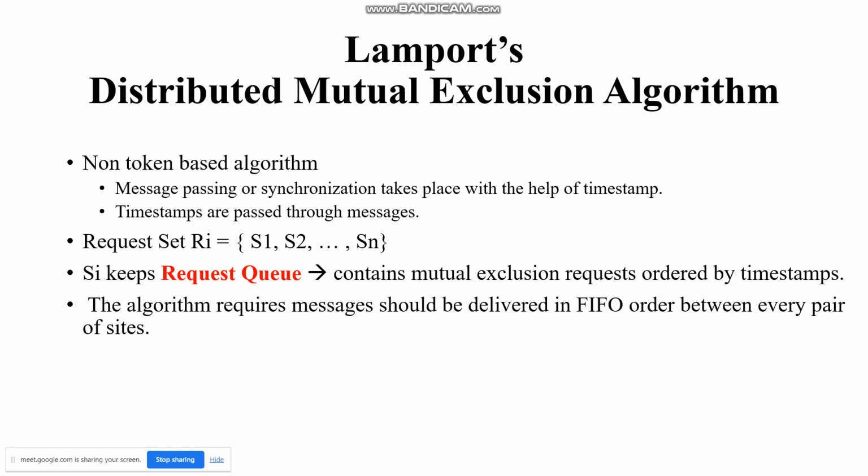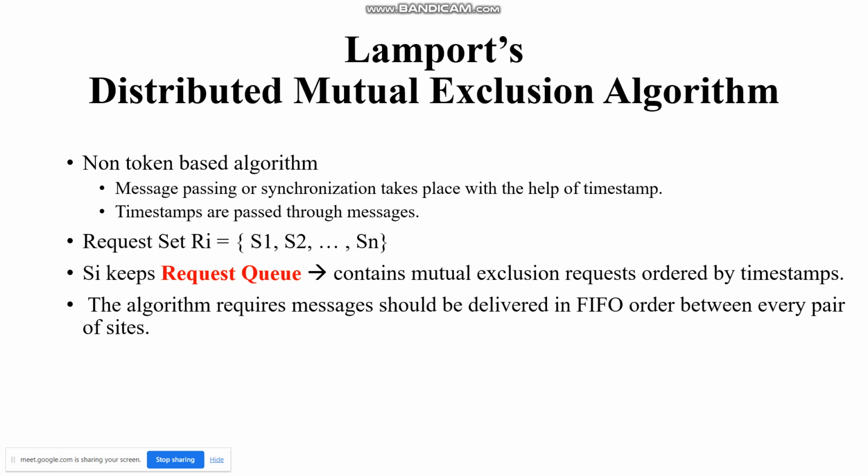The critical section is the region where the shared resources are available, right? At a particular time, only one process can enter the critical section and access the resource available in it. So this non-token based algorithm is fully based on passing messages, send or receive. The same kinds of messages are passed between the processes or between the sites.